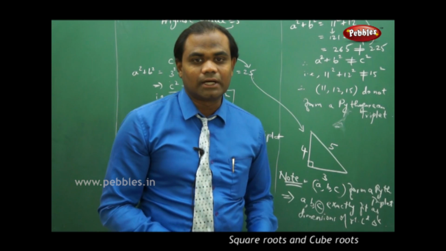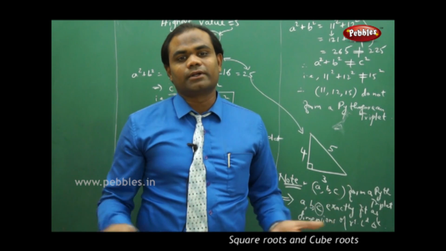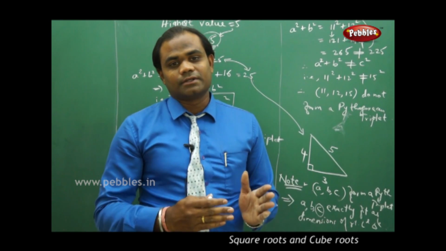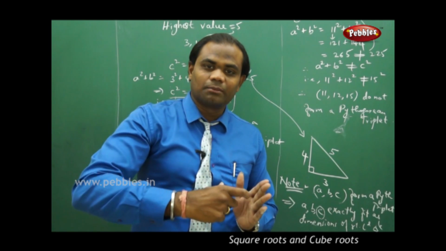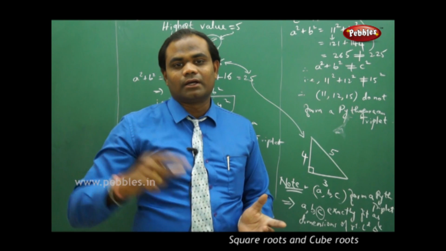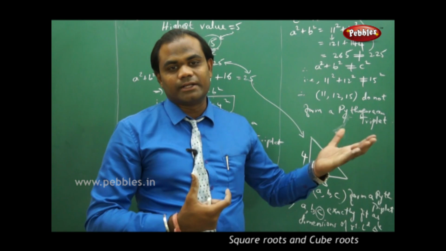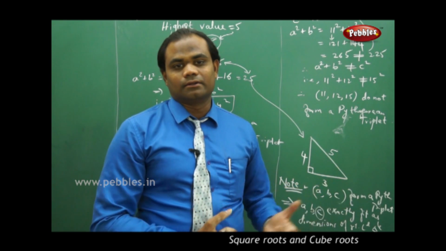So finally I conclude that when A, B, C form a Pythagorean triplet, they exactly fit into the right angle triangle, with its highest value always being the hypotenuse of the right angle triangle and the other two values being the other two adjacent sides, including the right angle.